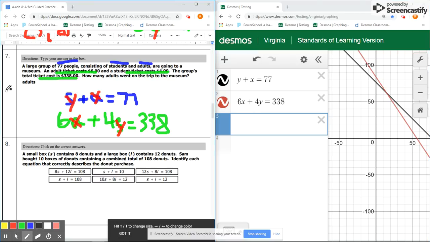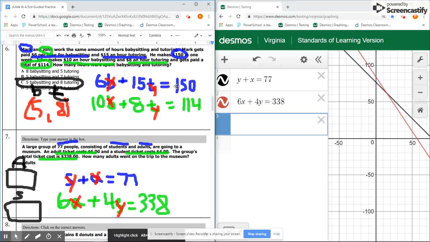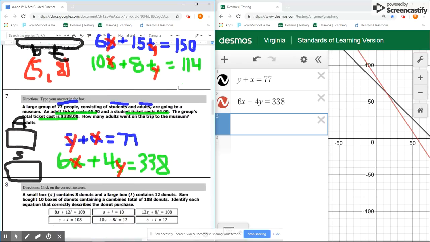I'm going to give you a box here for the adults and a box here for the students. Go ahead and fill out how many total adults and how many total students went on the trip. And you can finish number 5 and 8.